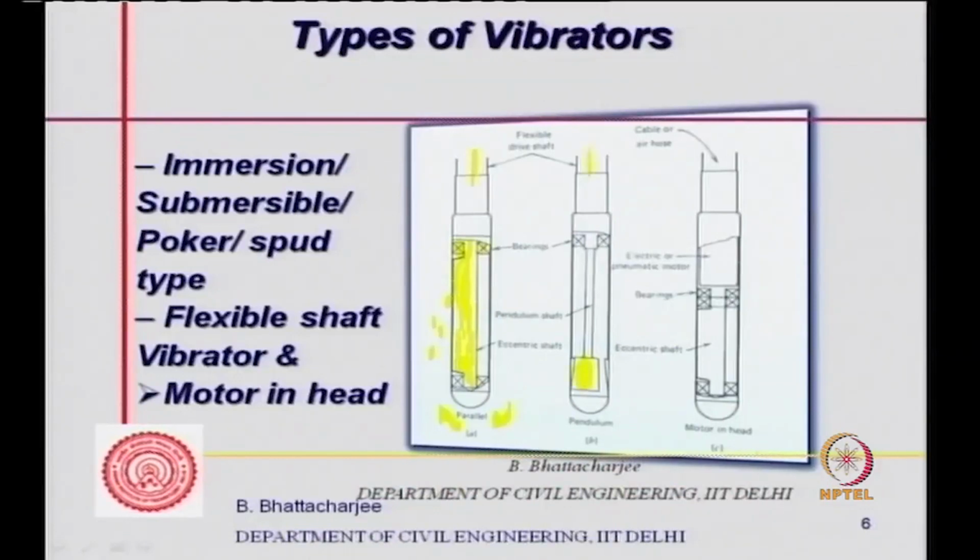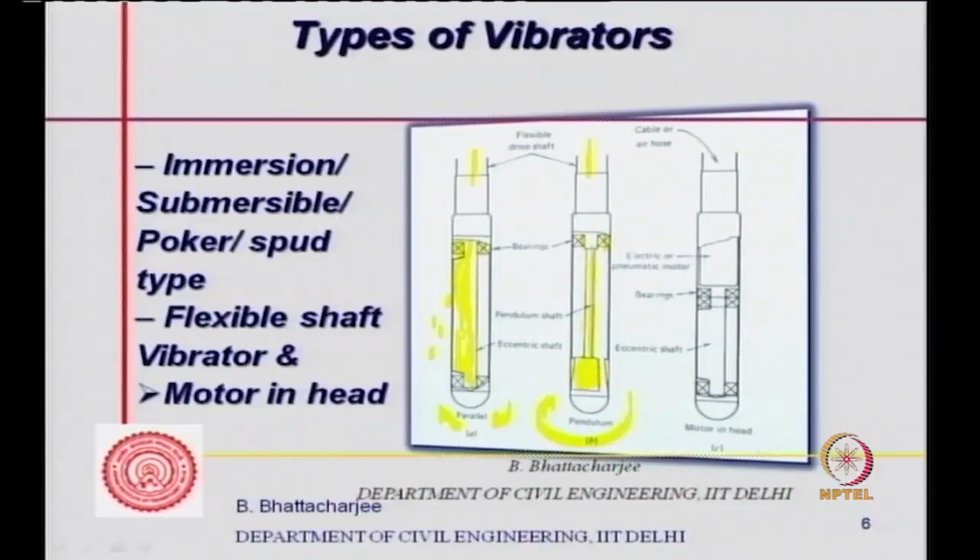The flexible shaft is here, which is actually, as I said, a spring. It's connected to the bearing, but there's a rod. There is again a pendulum shaft. Now this pendulum shaft is connected to the eccentric mass, and this eccentric mass again causes oscillatory motion, which rotates and causes oscillatory motion of the vibrating needle that is there. So these are also called poker vibrators, needle vibrators.